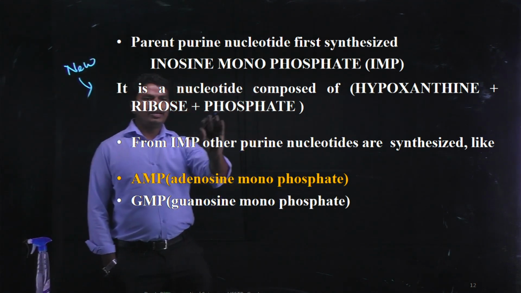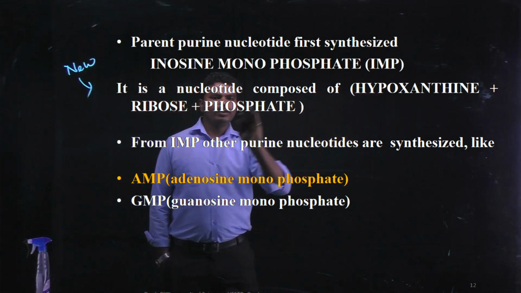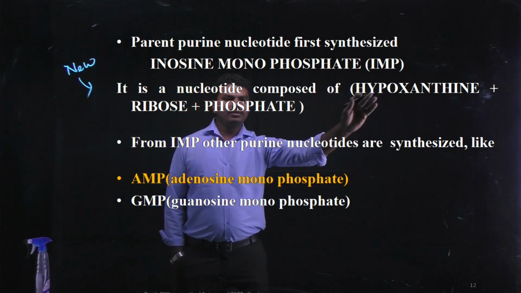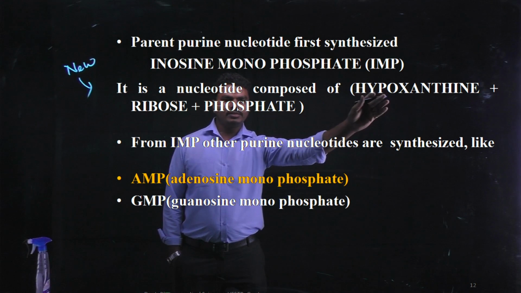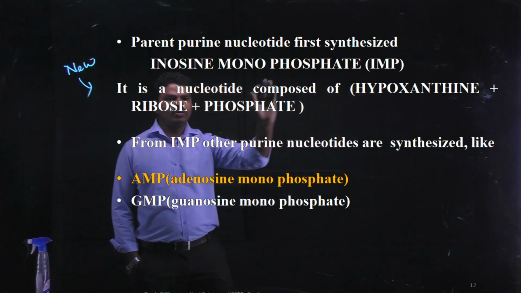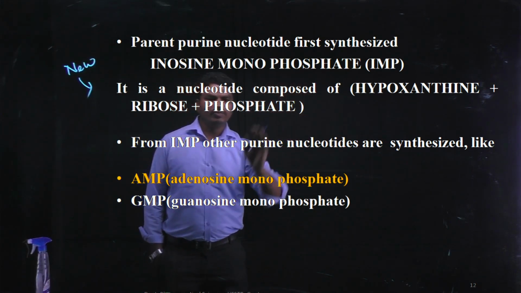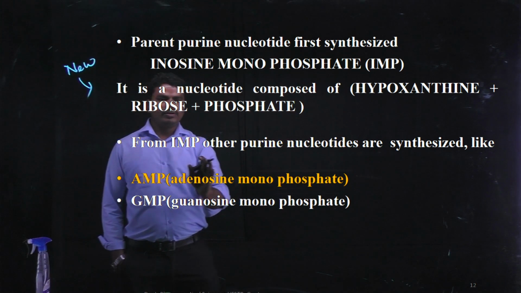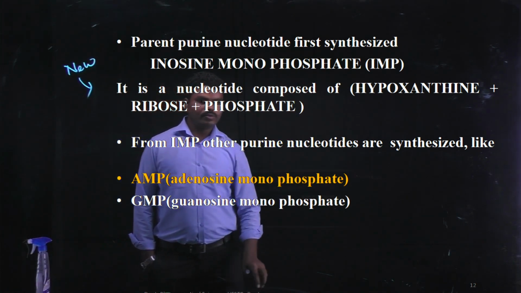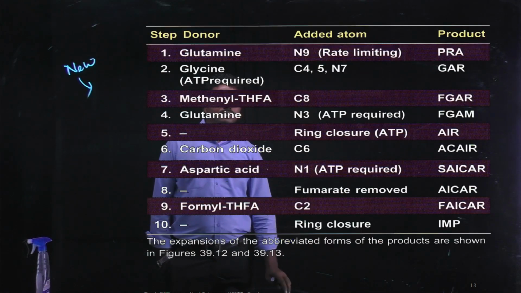So inosine monophosphate is nothing but the composition of hypoxanthine, ribose and phosphate. So hypoxanthine is the nitrogenous base, ribose is the sugar, and phosphate. So this is the composition of inosine monophosphate. So by utilizing this parent purine nucleotide, we can synthesize the other nucleotides like AMP, GMP. So first we'll see how the inosine monophosphate is synthesized.